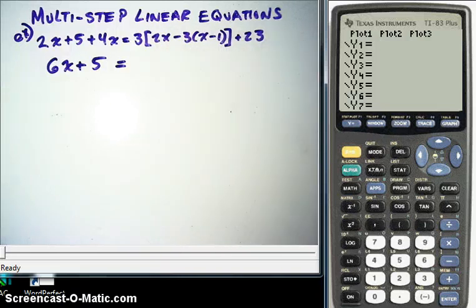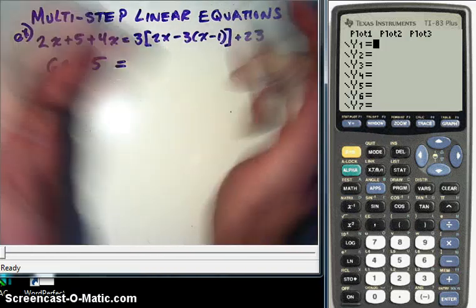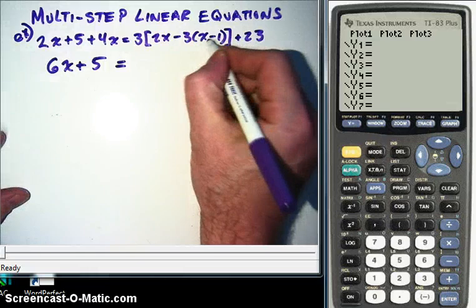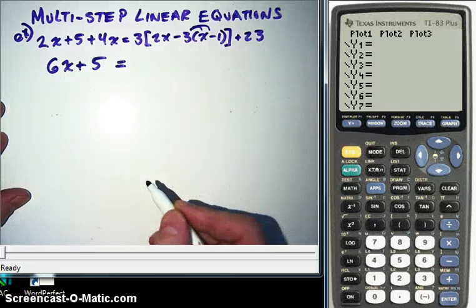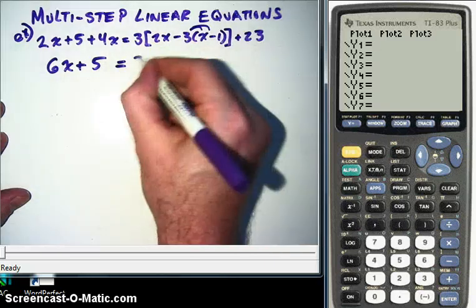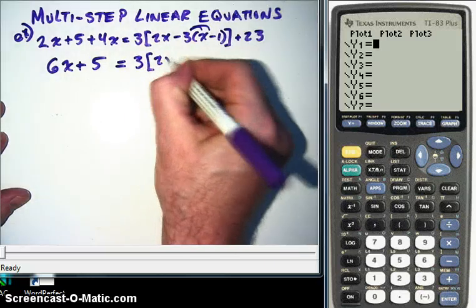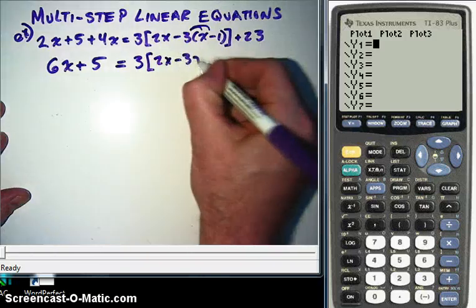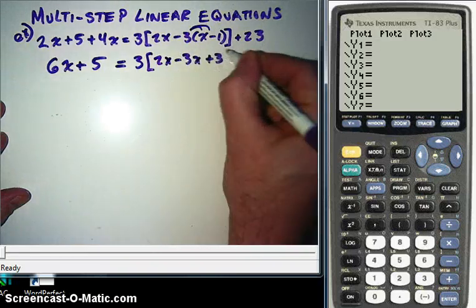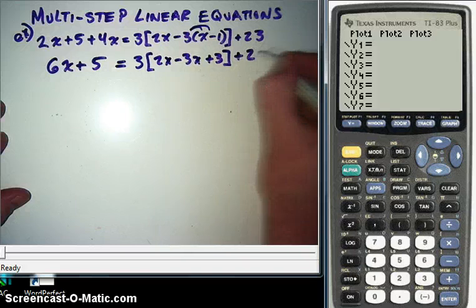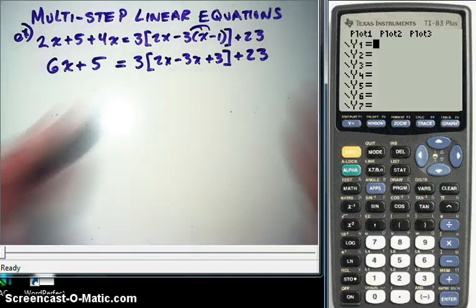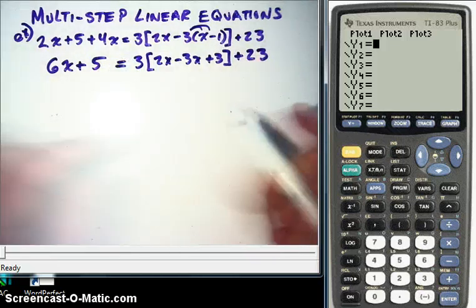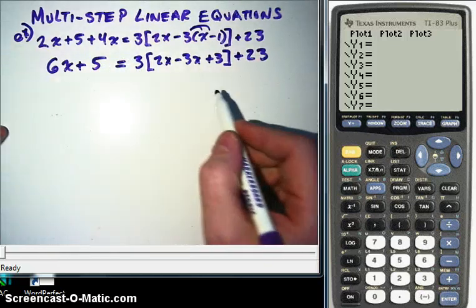To simplify this, the first thing you need to do is get rid of parentheses. Work from the innermost parentheses, which is right here, and you're going to distribute the 3 to each one of the things inside. So rewrite this as 2x minus 3x plus 3, parentheses, plus 23, or brackets, but it's the same thing. Now inside this bracket, you're going to add like terms.